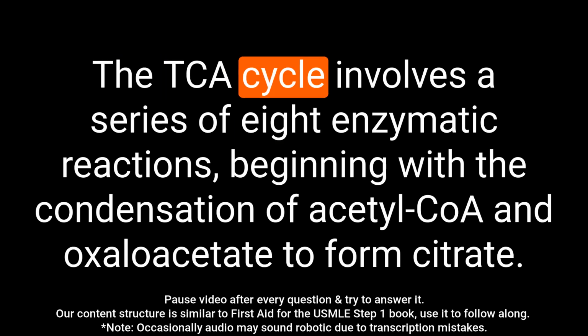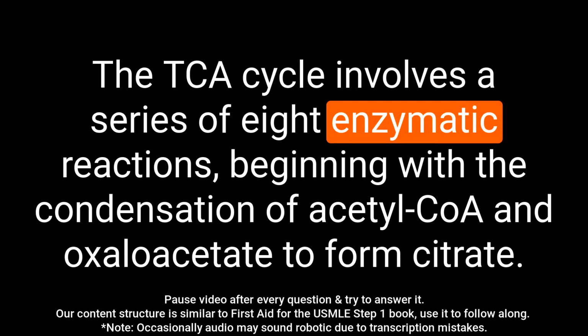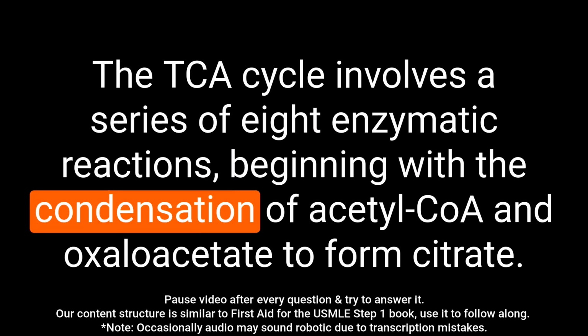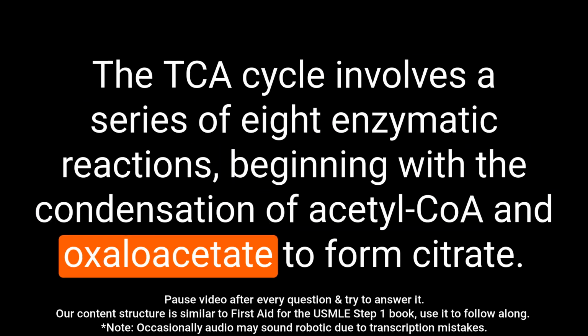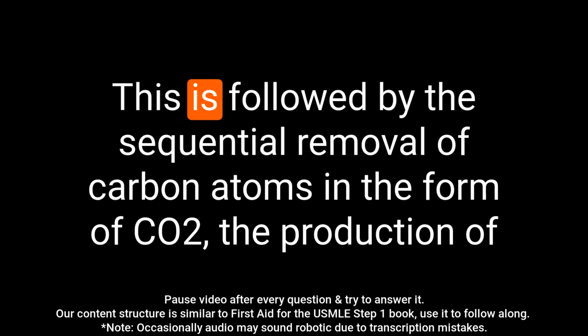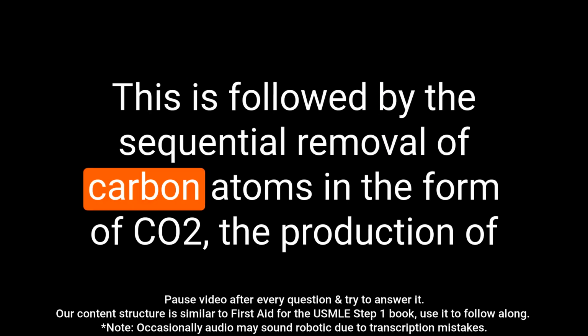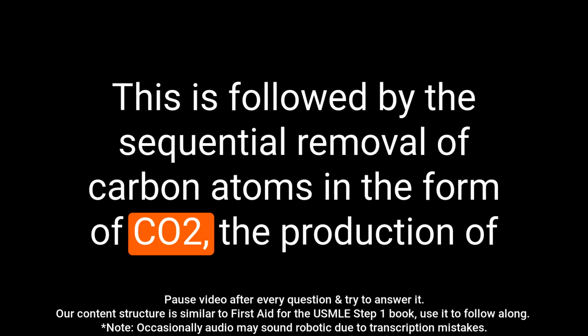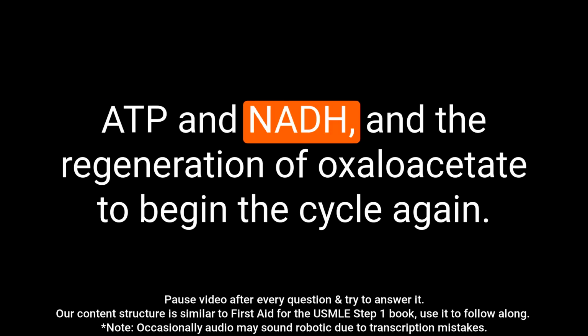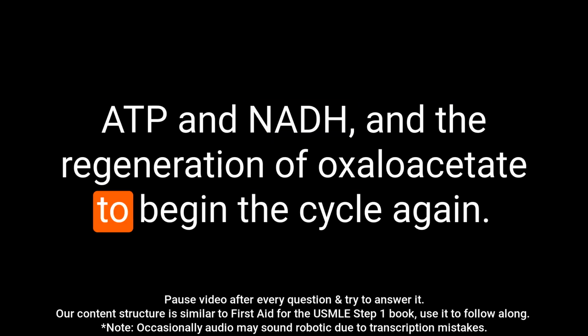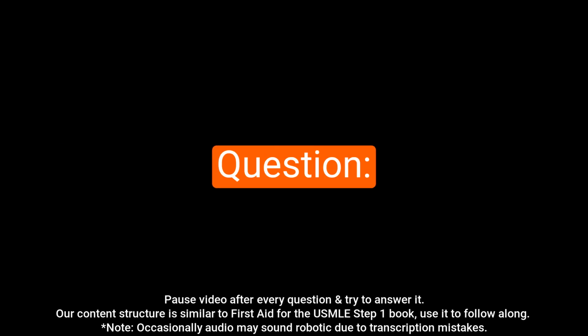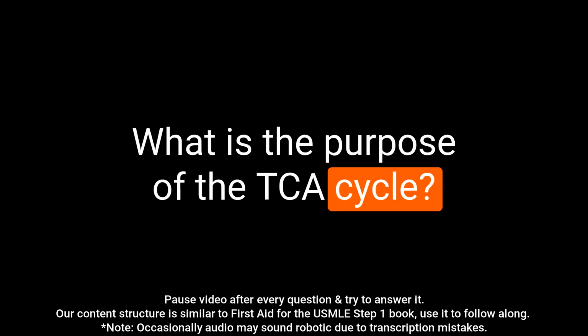Answer: the TCA cycle involves a series of 8 enzymatic reactions, beginning with the condensation of acetyl-CoA and oxaloacetate to form citrate. This is followed by the sequential removal of carbon atoms in the form of CO2, the production of ATP and NADH, and the regeneration of oxaloacetate to begin the cycle again. Question: what is the purpose of the TCA cycle?